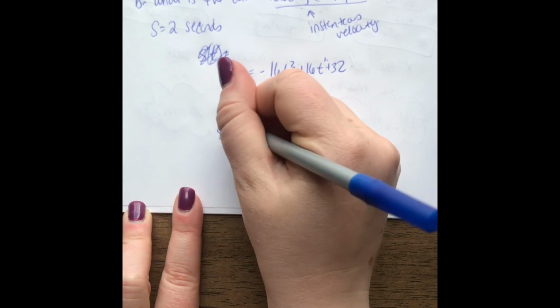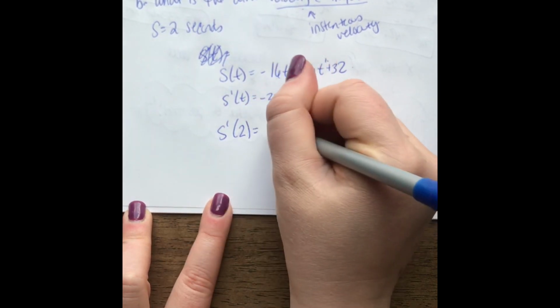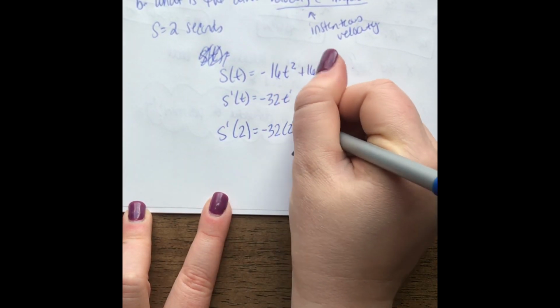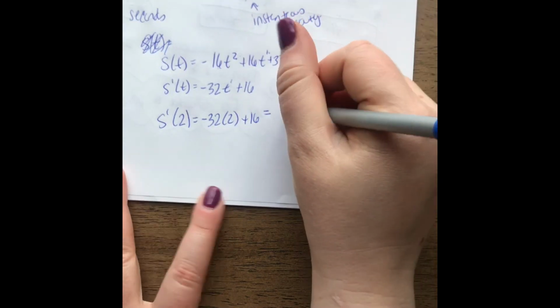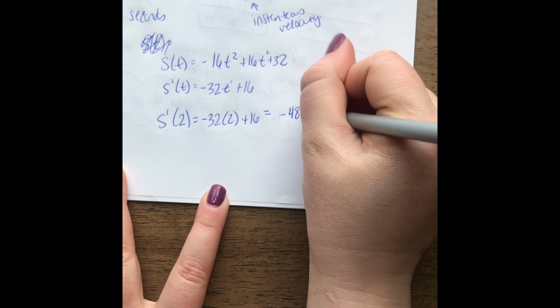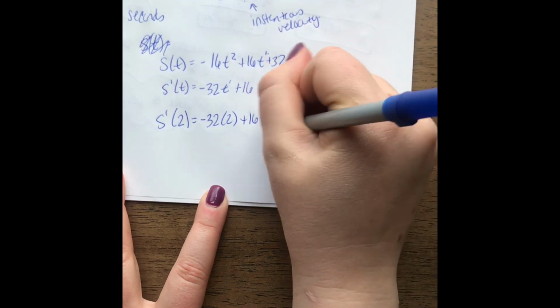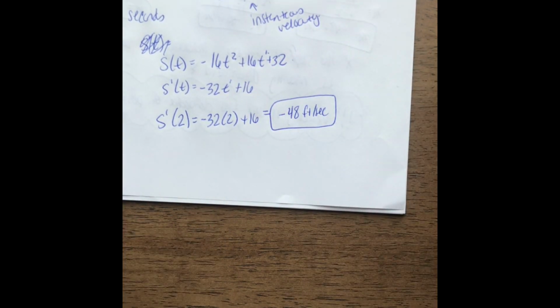Since we're trying to find the velocity at 2 seconds, we're going to plug 2 in for t. And you're going to get negative 48 feet per second is the velocity of this diver when it hits the water.